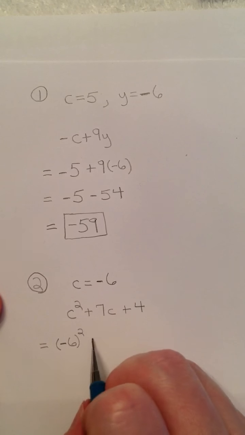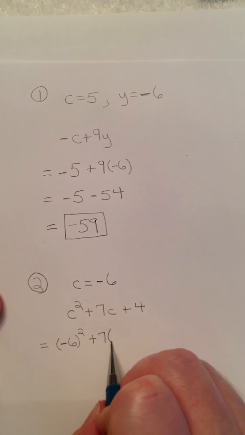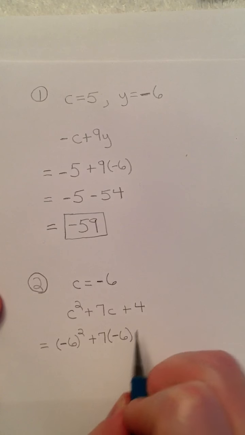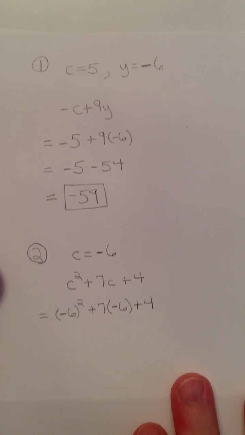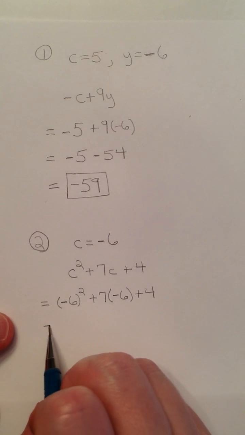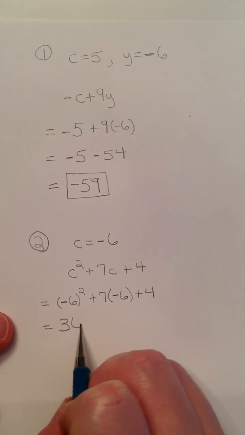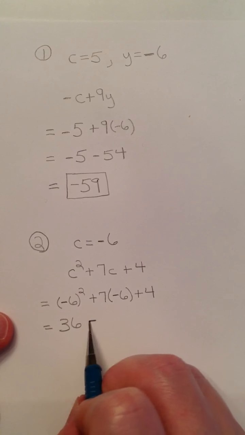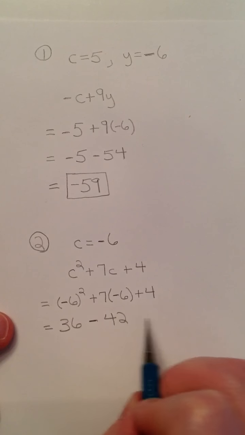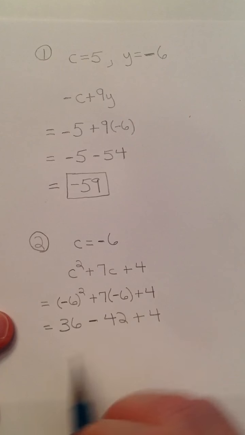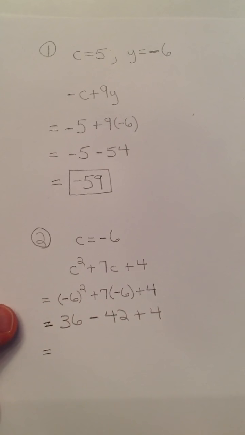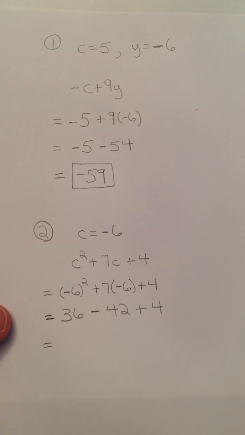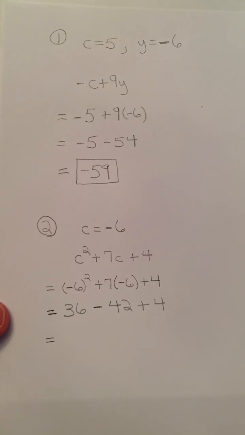And then 7 times C is going to become 7 times negative 6, and again we have at the end plus 4. In squaring negative 6, this will be 36. 7 times negative 6 is going to be negative 42. And again we have plus 4. For the terms, 36 minus 42 will be negative 6, and in turn negative 6 plus 4 will be negative 2.